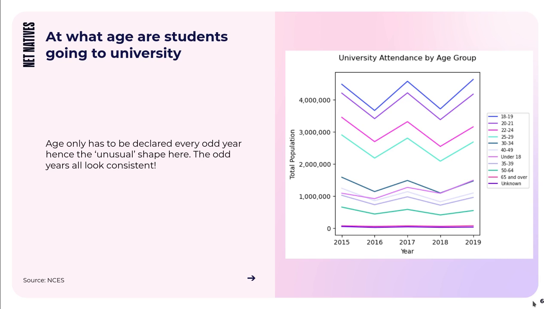Now, if you look further down on this plot, there's this magenta color here that is really showing a shift in time, and this magenta color is representing the under 18 population, and you can see that the under 18 population attending university across America is growing over time, and this is doing so at quite a rate, and this is including on the years that this data doesn't have to be reported.